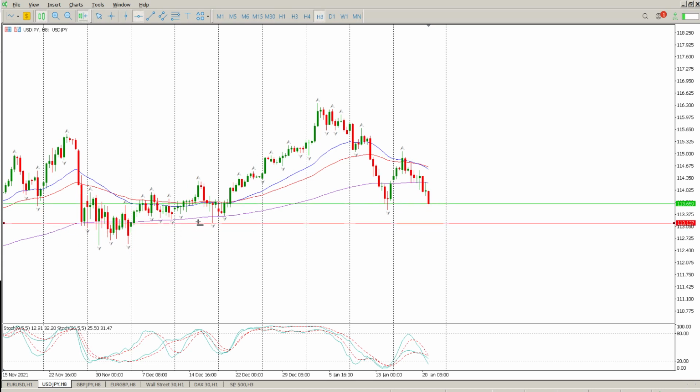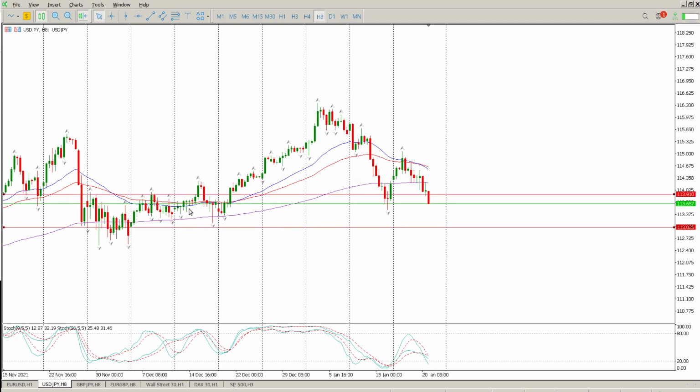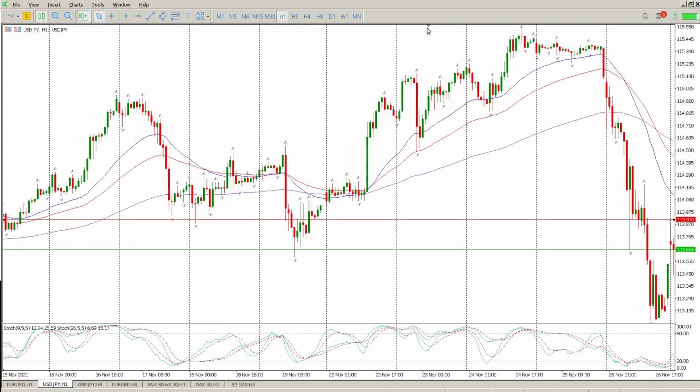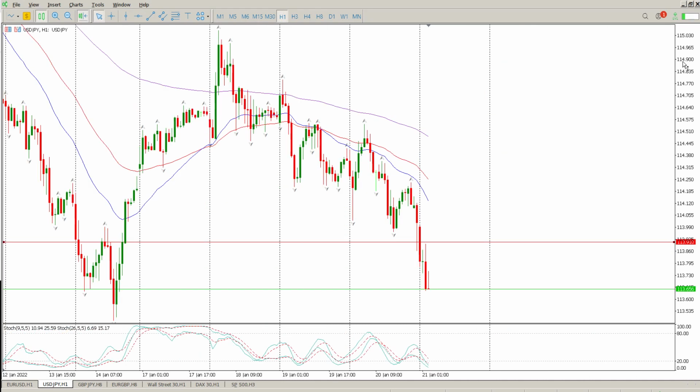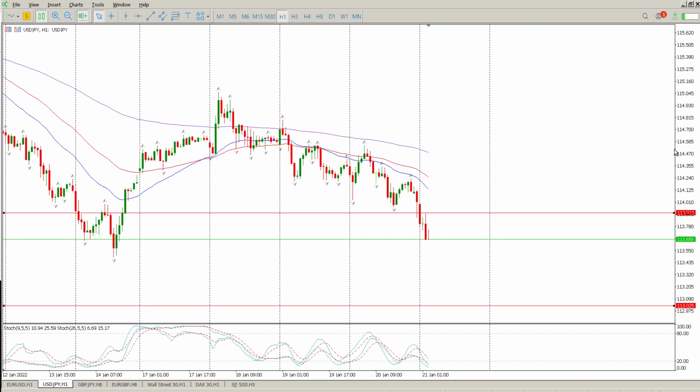So in this zone, you can see we spent 3 weeks in this area. So I suspect we'll more than likely bounce from this area or find some kind of structure somewhere in this area for a move to the upside. But this, to me, I would be looking for the pair to be rising, so I'm looking for dollar strength. But at the moment, I think I'll just leave the US dollar Japanese yen alone.